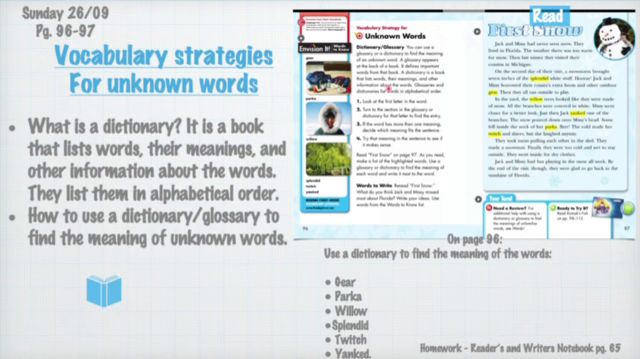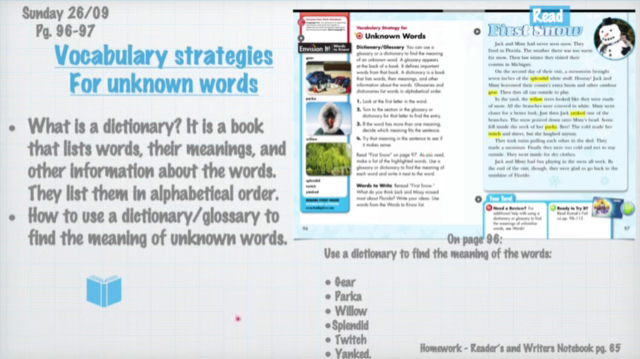So, how do you use a dictionary or a glossary to find the meaning of unknown words? Look at the first letter in the word. Turn to the section in the glossary or the dictionary for that letter to find the entry. If the word has more than one meaning, decide which meaning fits the sentence. Try that meaning in the sentence to see if it makes sense.